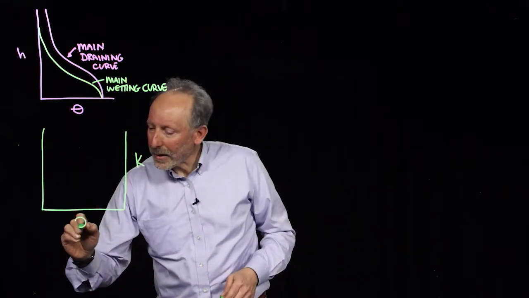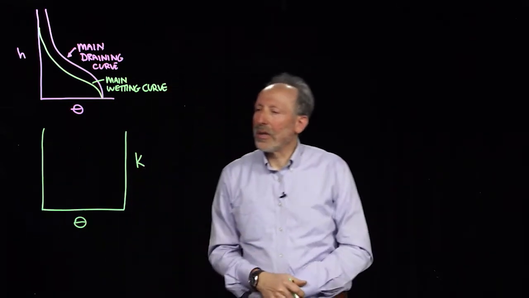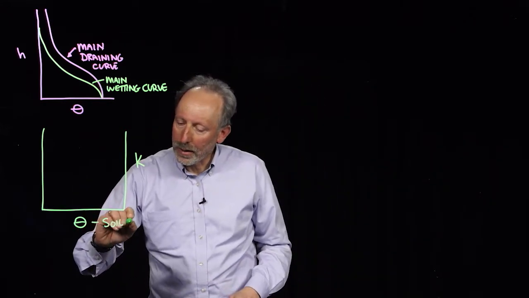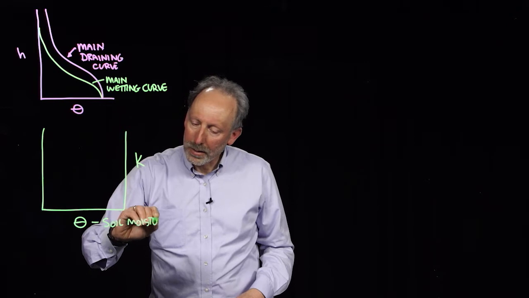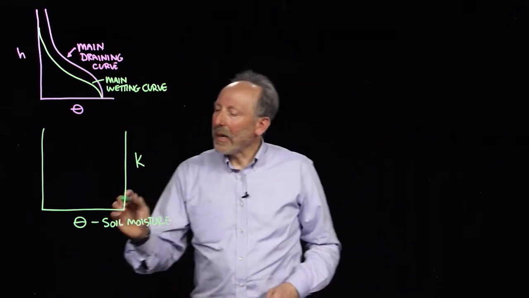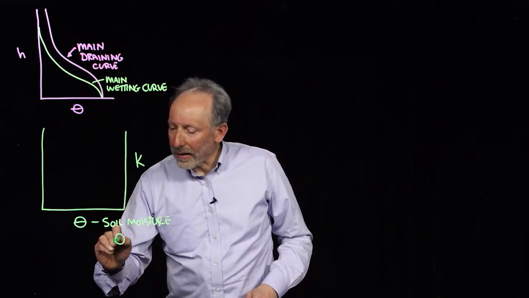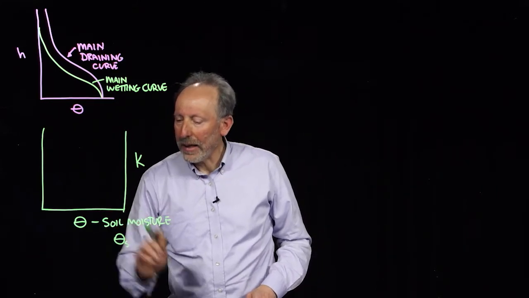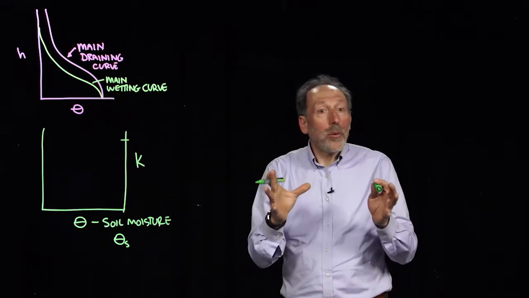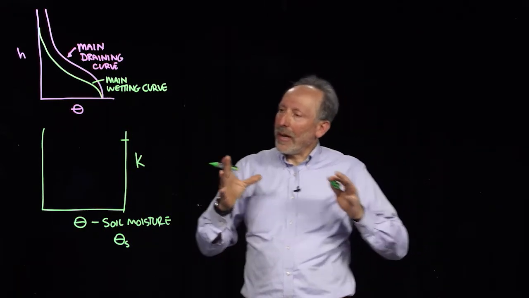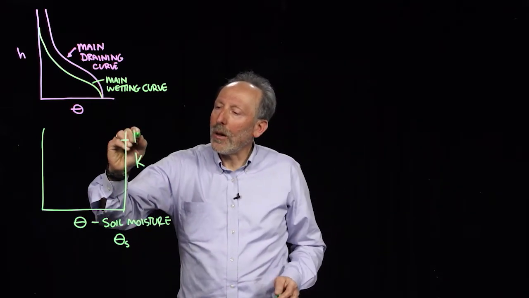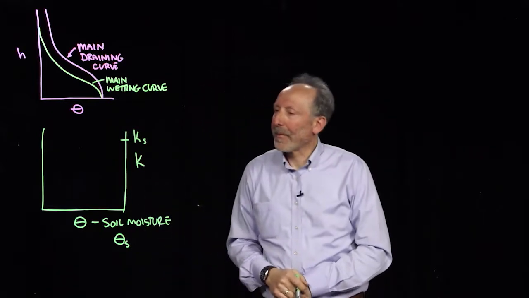And on the bottom axis, we're once again going to use the symbol theta for the soil moisture content. And that's the volumetric moisture content. And what we're going to see is that when we are at the saturated value, right here, then the conductivity will be maximum. Then all of our pores are filled with water, and so it has the maximum possible surface through which water can flow. And we will call that the saturated conductivity.